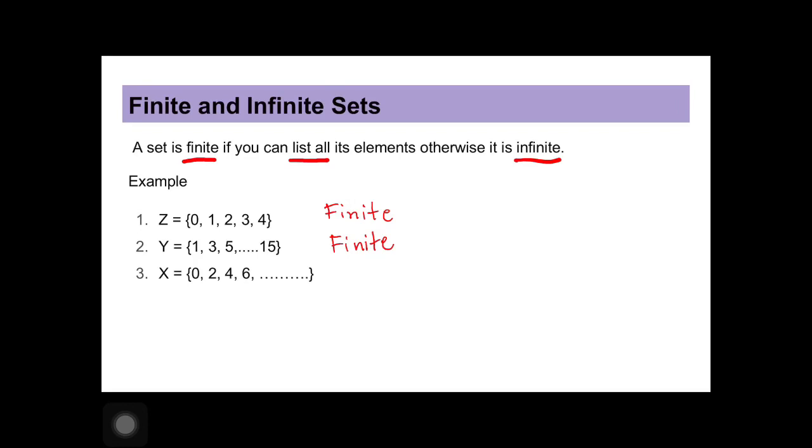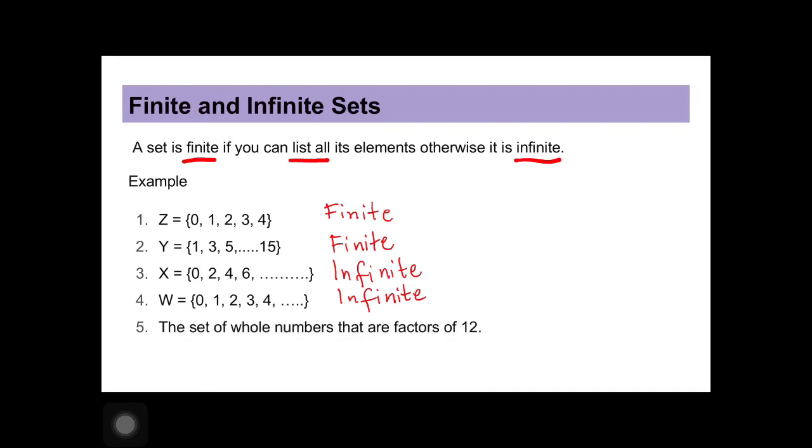Number 3. X is equal to 0, 2, 4, 6, and so on until forever. You cannot list all the elements. Why? Because you don't know where the end point is, where you are going to be finished or where you will stop. So this one is infinite. Next, number 4. W is equal to 0, 1, 2, 3, 4, and so on. Of course, this is also infinite. This one is easy. So, just finite and infinite sets.